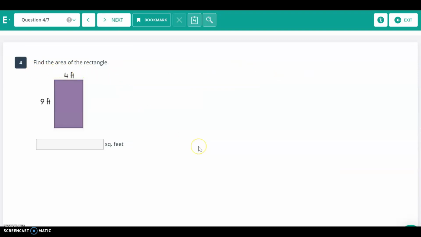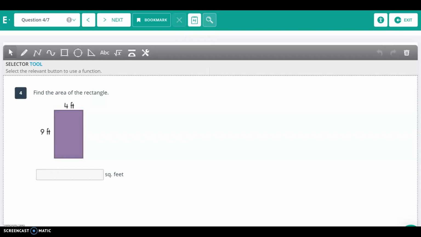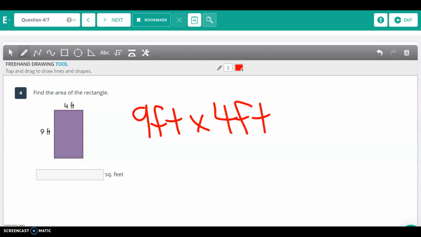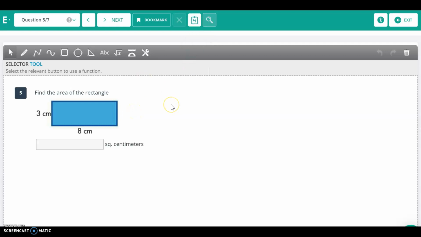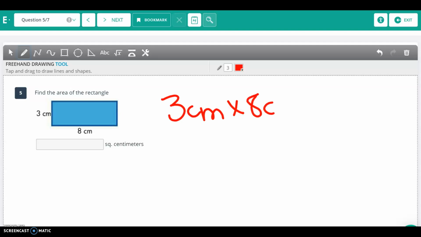Find the area of the rectangle. Remember, area is length times width. We have our length, we have our width, 9 feet times 4 feet. And they already put our units for our area. Once again, you'll have to solve for 9 feet times 4 feet. This third one you will also do on your own. 3 centimeters times 8 centimeters, length times width equals our area.